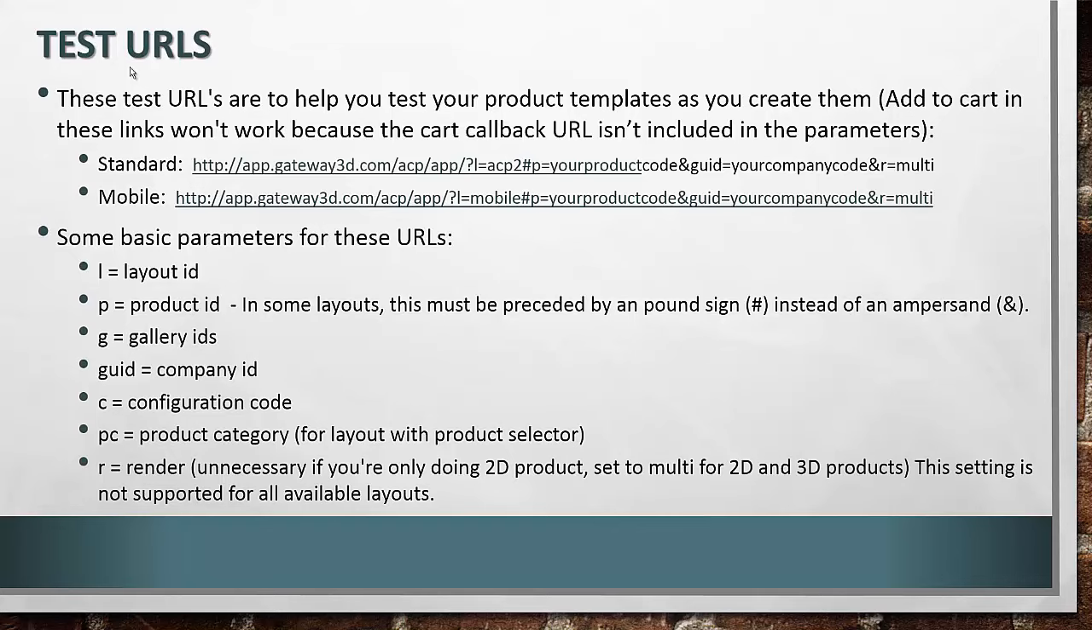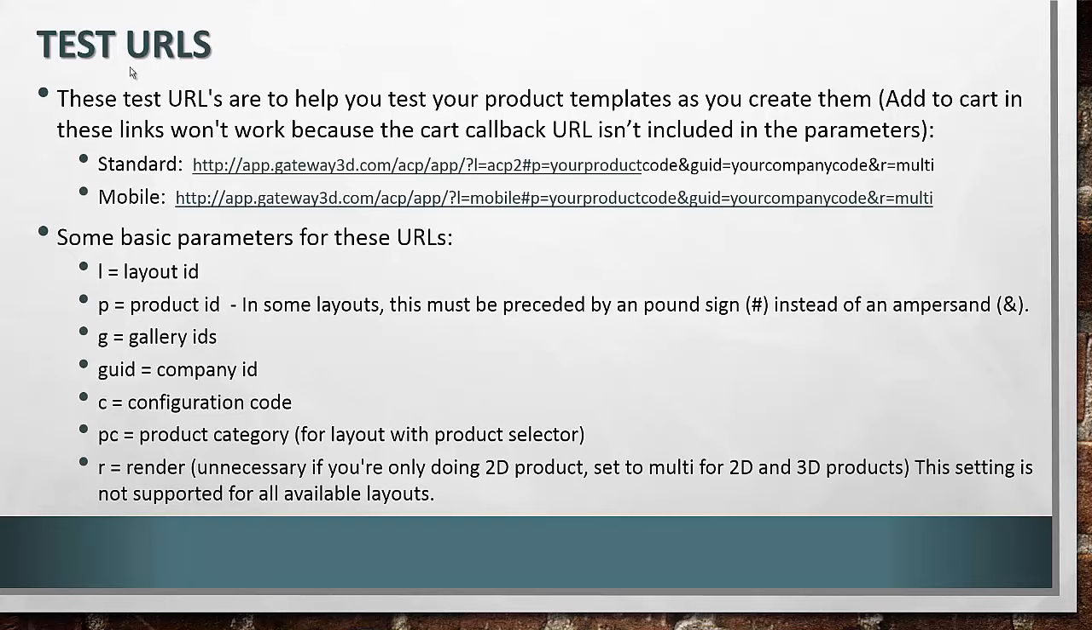P is for product ID. That's that ID that's automatically created and shown up in the top right when you create your product, and it's also shown next to your product out there in the product manager. In some layouts, this needs to be preceded by the pound sign instead of the ampersand sign, so that's very important to remember. You'll notice that here it's shown with a pound sign.